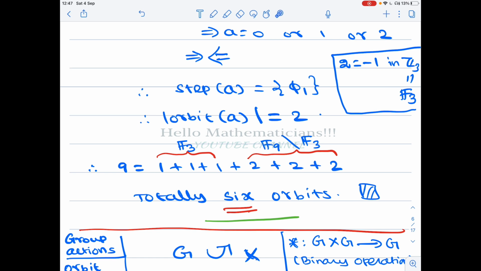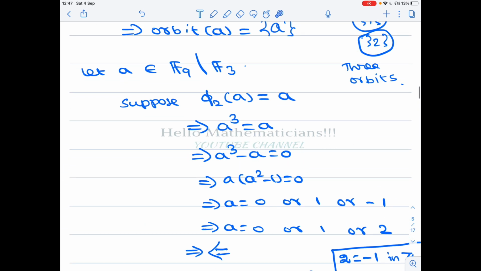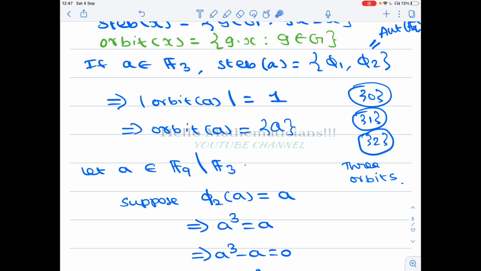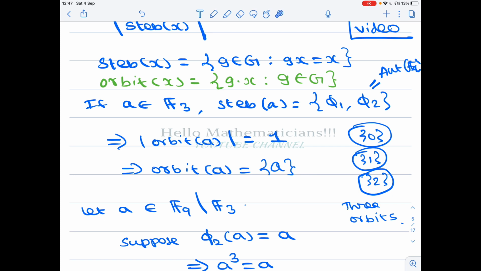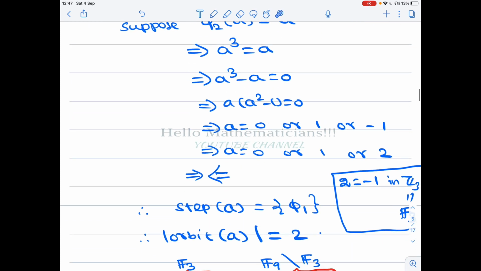This requires a little bit of work, connecting the group action with the orbit stabilizer theorem. If you have some doubts, please ask in the comment section. I will help you with this problem.